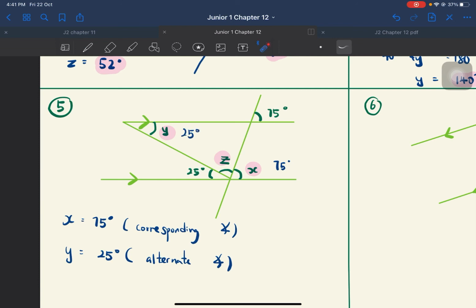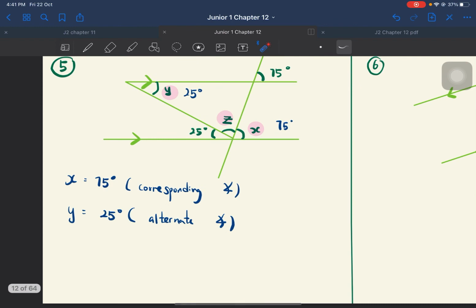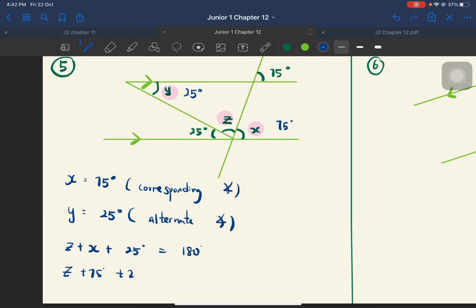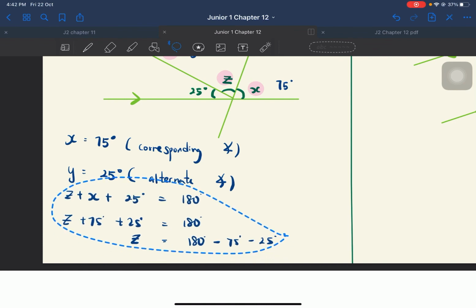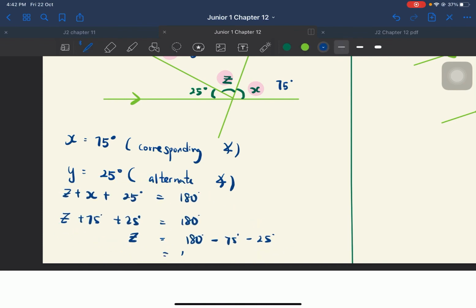Okay, last one, you may identify your z angle. So this is a supplementary angle. Means that z plus x plus 25 degrees will be equal to 180. So your x is 75 degrees plus 25 degrees, equivalent to 100, and your z will be 180 degrees minus 75 and 25. Z will be equivalent to 80 degrees.